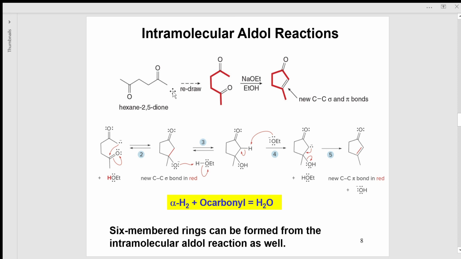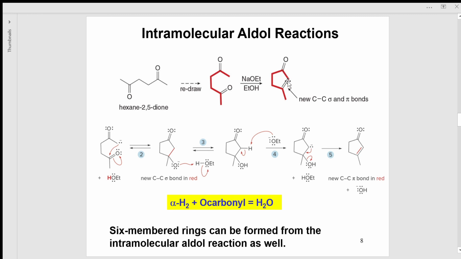Like in this case, if we have a very special structure, we have an alpha hydrogen here. You see 2 alpha hydrogens and 1 oxygen from the carbonyl oxygen. If this carbon reacts with this carbonyl group, we are going to have 1, 2, 3, 4, 5. It's going to be a 5-membered ring. This is a 5-membered ring.